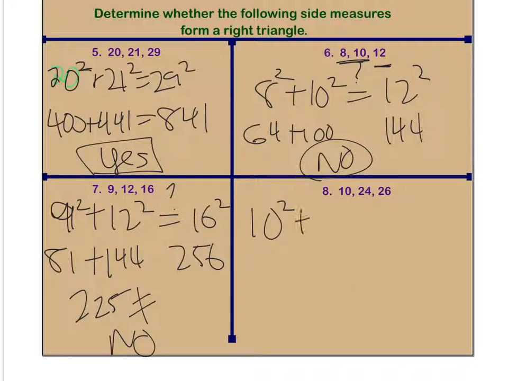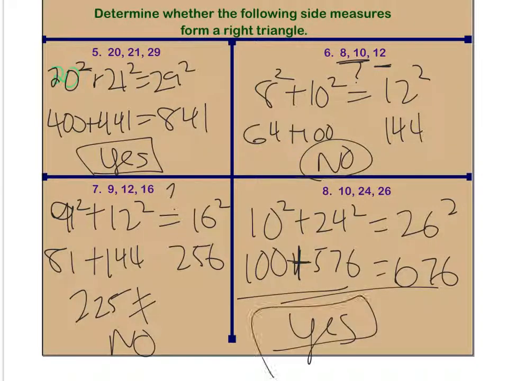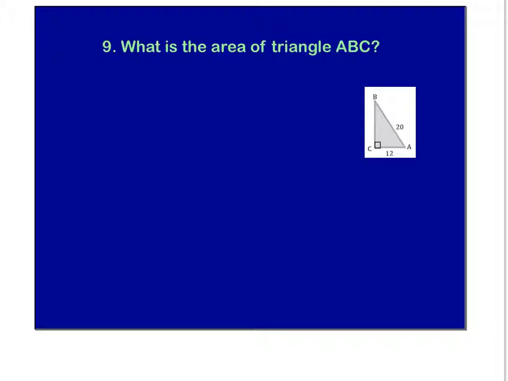So here, 10 squared plus 24 squared and 26 squared. So that's going to be 100. 24 squared is going to be 576. And 26 squared is going to be 676. So yeah, that one works. But it's always short two equaling the third side.